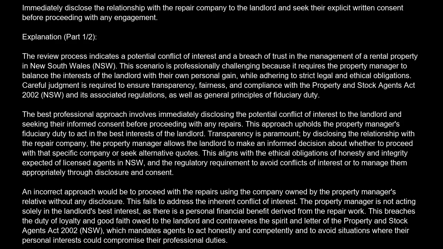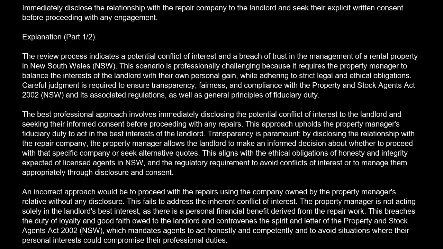The correct answer is C. Immediately disclose the relationship with the repair company to the landlord and seek their explicit written consent before proceeding with any engagement. Explanation. The review process indicates a potential conflict of interest and a breach of trust in the management of a rental property in New South Wales, NSW.